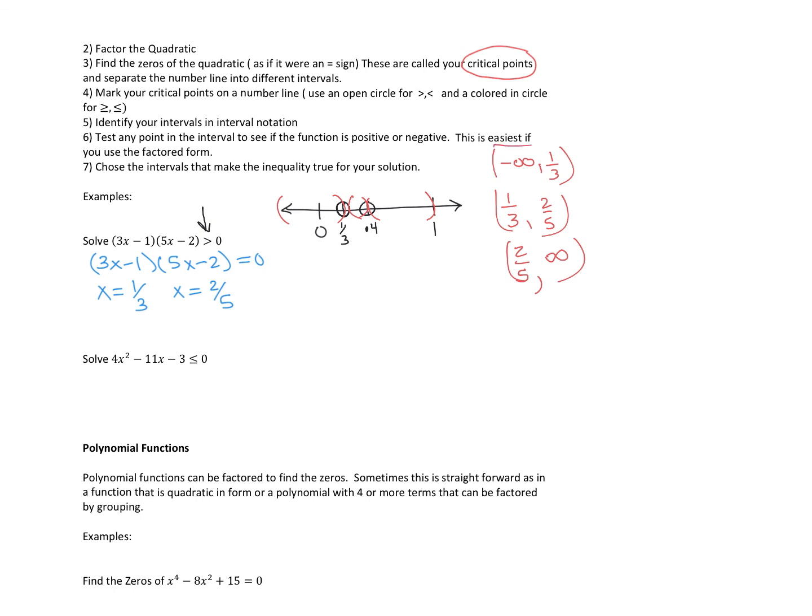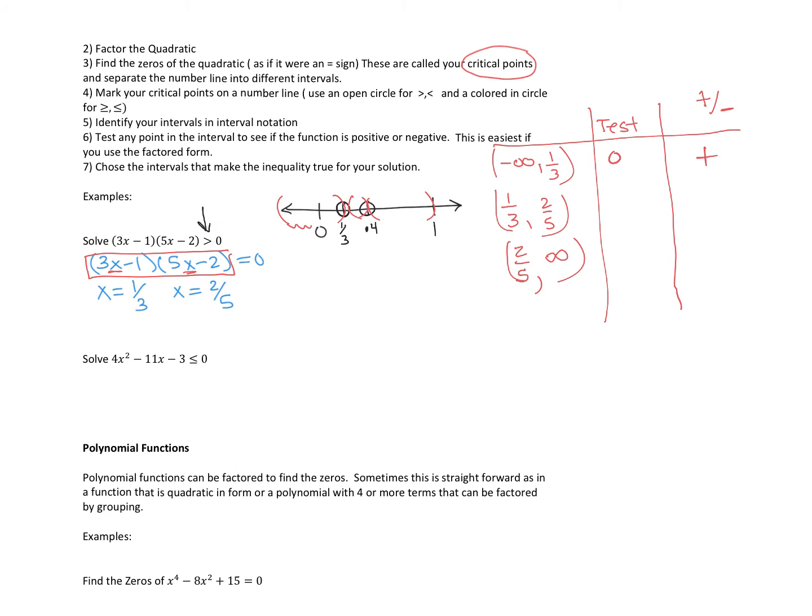And what I like to do is make a chart. So I want to test some interval, and I want to know in the end if that's going to be positive or negative. So finding something in that first interval in here, I'm going to use 0. And I'm going to plug the 0 into this inequality. And I think you can see if I plug the 0 in here, -1 times -2, and a negative times a negative would be positive.